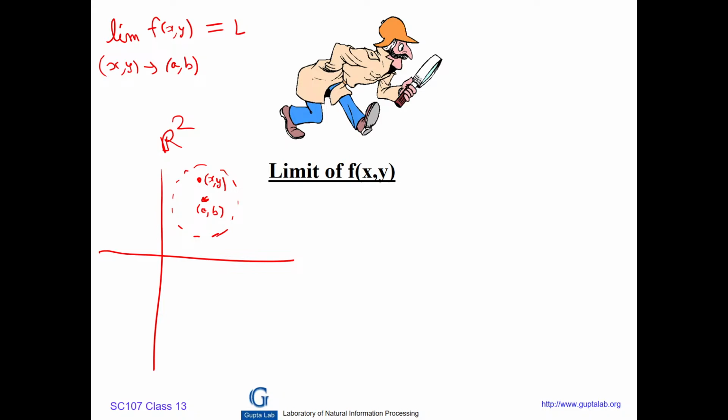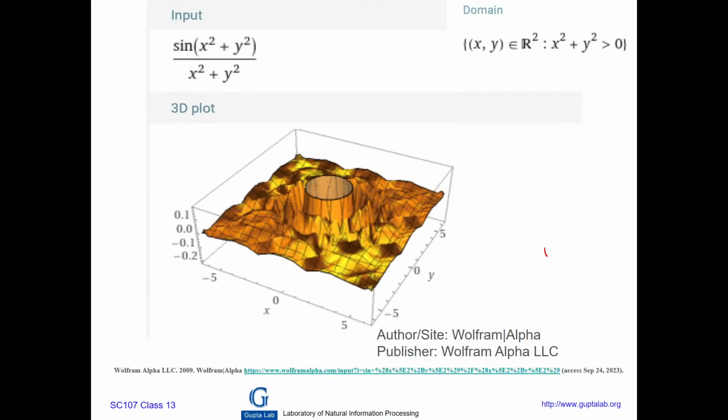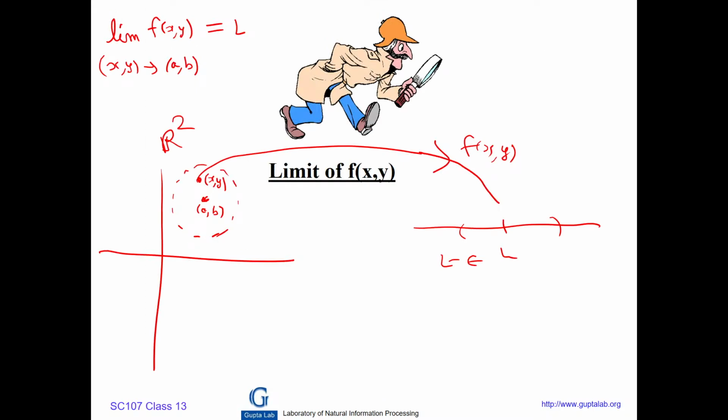If this happens, then the image of f of x comma y, so I say that this is a point L, L minus epsilon, L plus epsilon, right? The image lies somewhere here. This is on R square. This is on R, right? Got the idea? This is the pictorial representation.